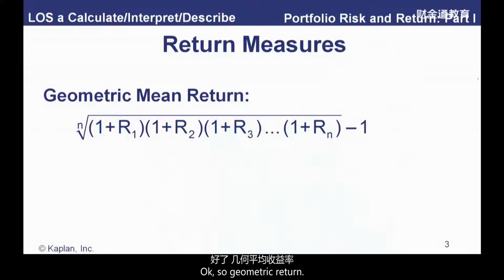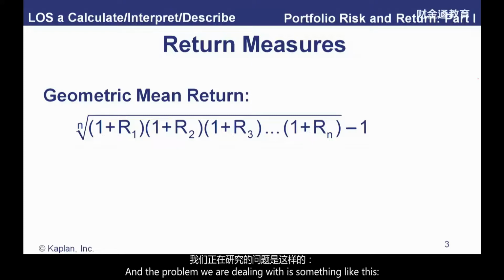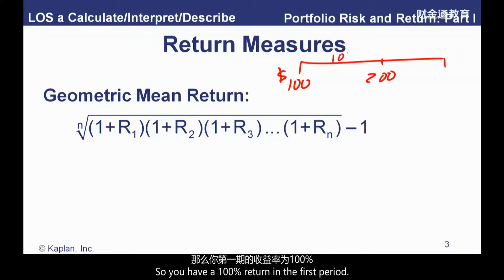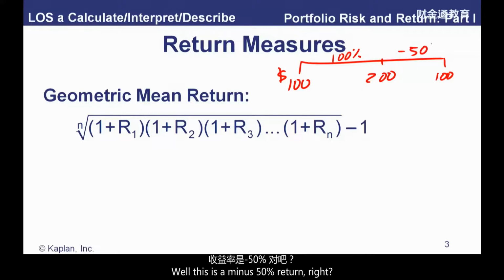Okay, so a geometric return. Geometric mean return is something that I think is a useful construct in finance. The mean we just looked at would sometimes be called the arithmetic mean. And the problem that we're dealing with is something like this. If you start with $100 and you invest from time 0 to time 1, and you turn that into $200, you have a 100% return in the first period. In the second period, you go from 200 back down to 100. Well, this is a minus 50% return.